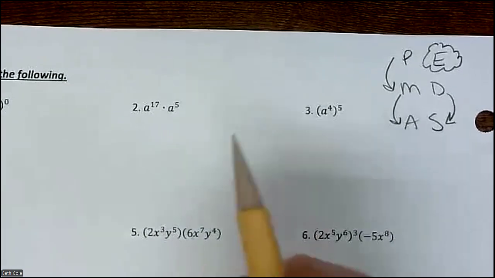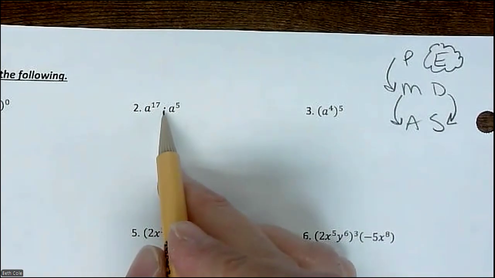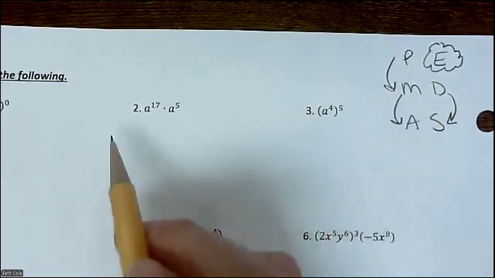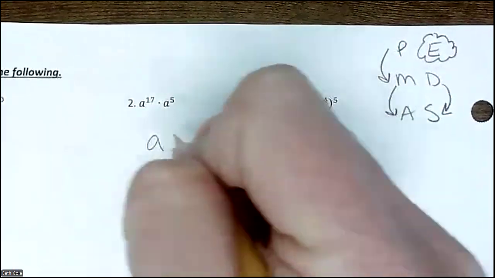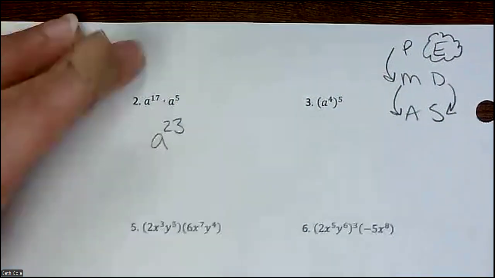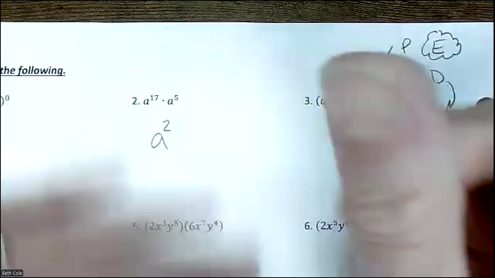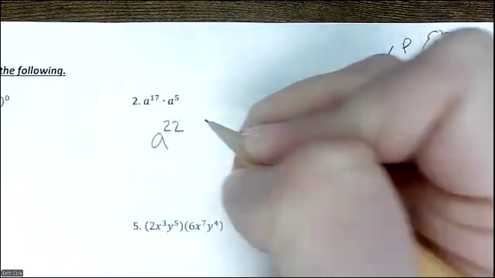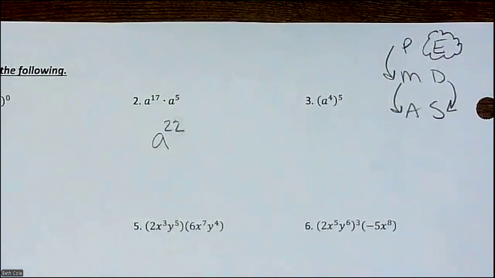All right. So here you are multiplying. Do you see that little dot? Multiply means you add. So 17 plus 5 is 23. And if you didn't, 22. Sorry, I can add. I know some days I'm not. You can always type that into the calculator.